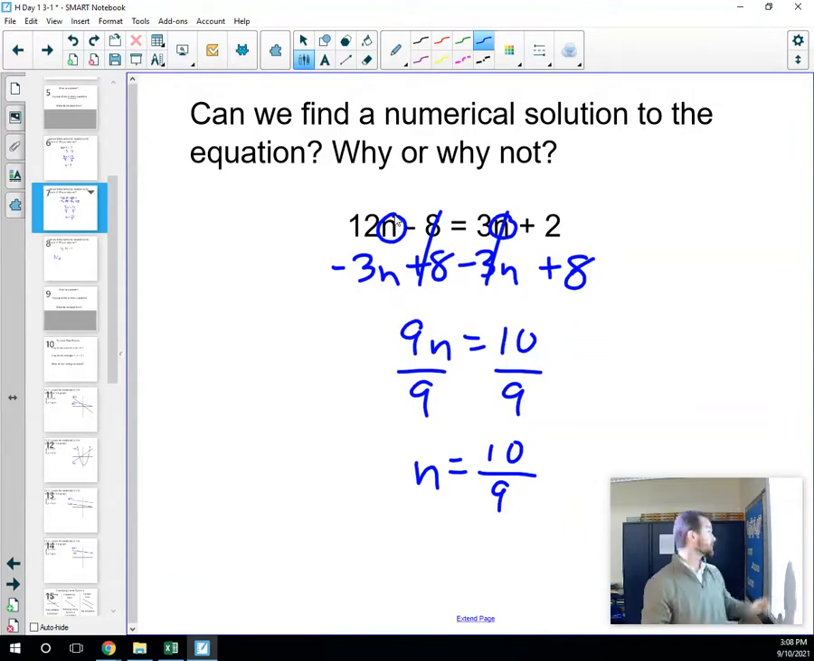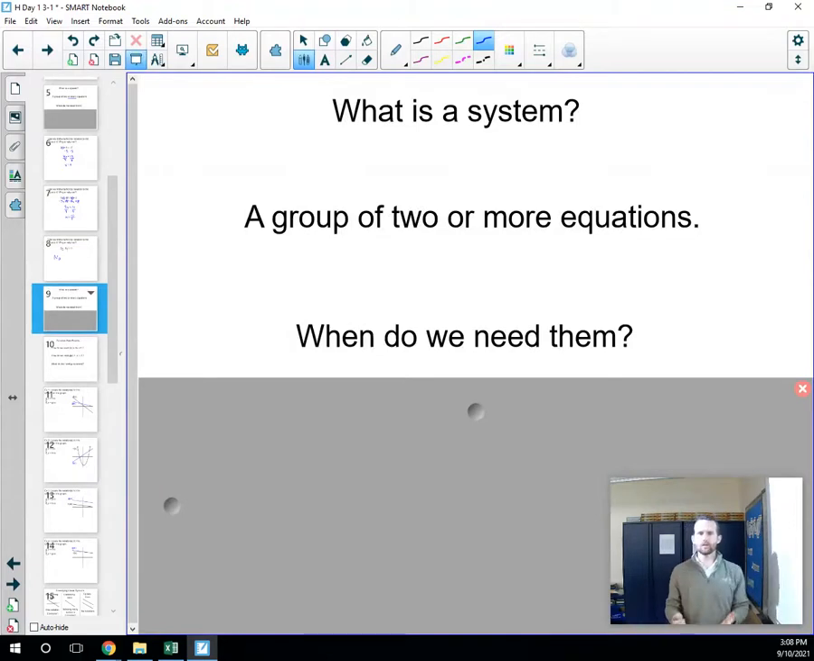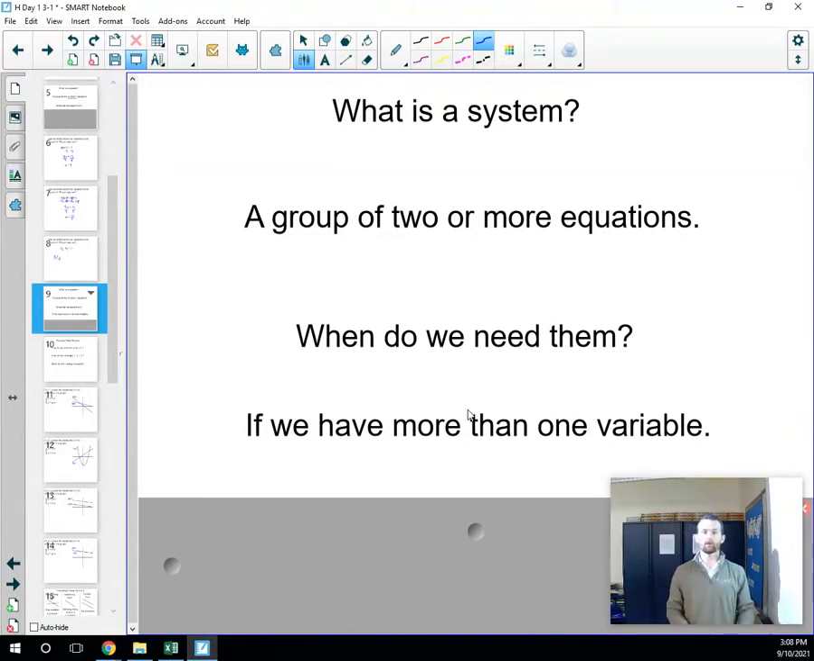So that's really just one variable. But for this last one, we cannot find a solution if we only have one equation. And this really leads us into this question of, when do we need a system? When do we need more than one equation? The answer is when there's more than one variable.